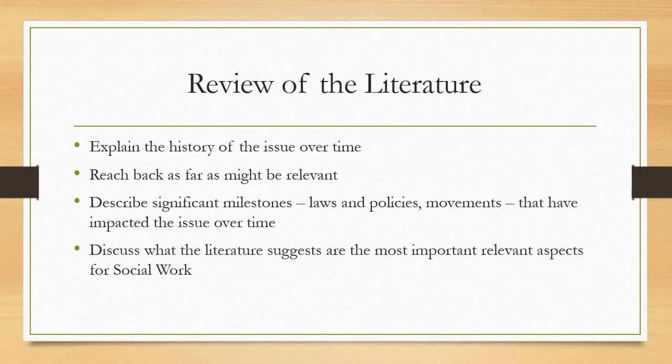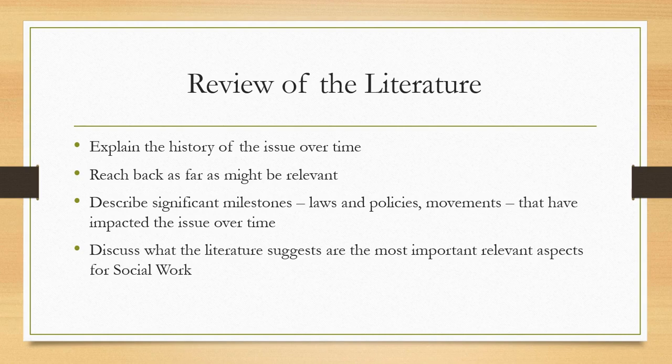I'm not going to say specifically the 1800s because I think it depends on your particular issue and how far back you need to reach. But think about it in the sense of how you can describe this issue in its historical progression over time. When did this start to be an issue? How has it changed up until the point where we are today? I want you to describe significant milestones. So this is laws and policies, social movements that have impacted the issue over time.